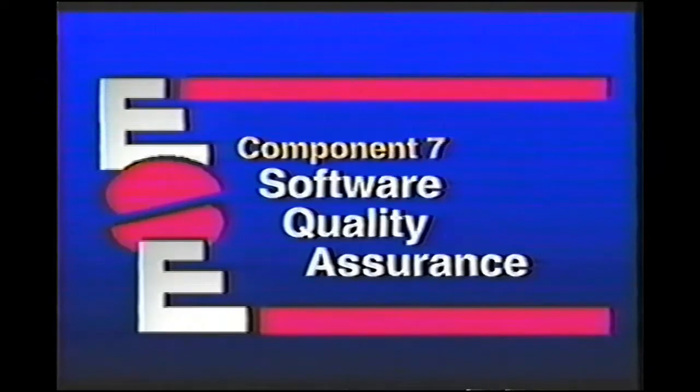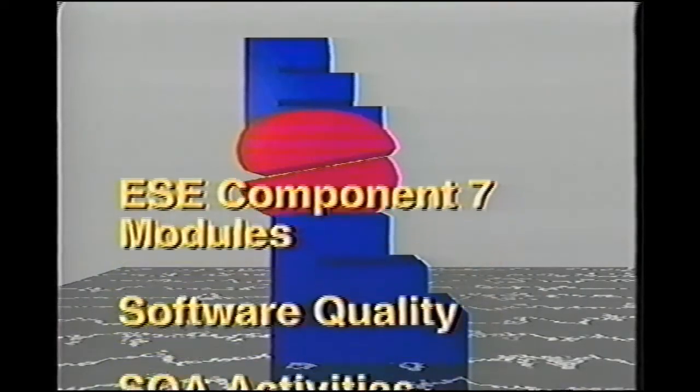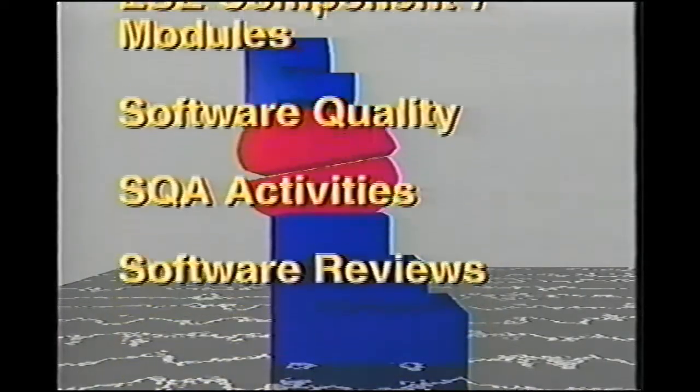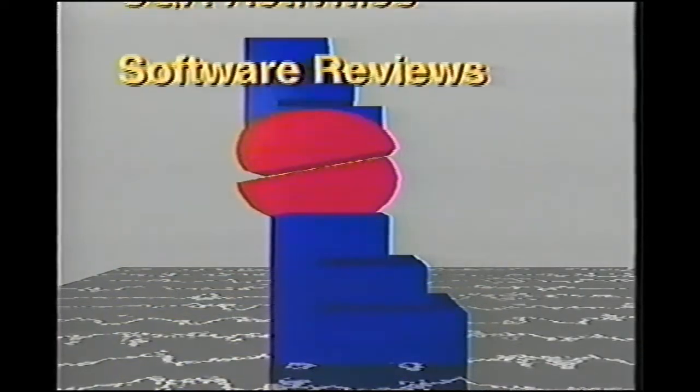The software quality assurance component has been designed to address the activities that are required to ensure that software developers do it right the first time. SQA encompasses basic quality philosophy, technical tasks, and organizational approaches. This component is presented in 3 modules: software quality, SQA activities, and software reviews.